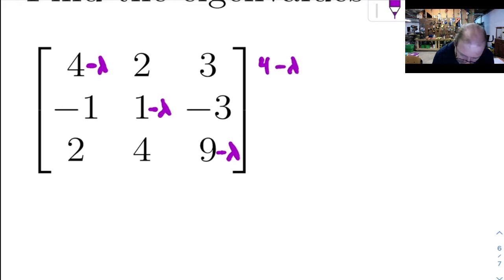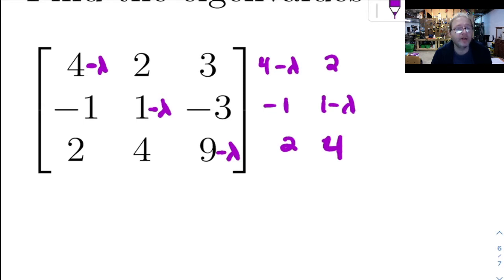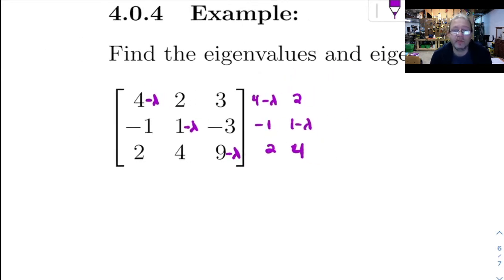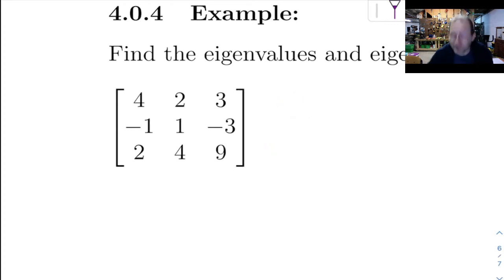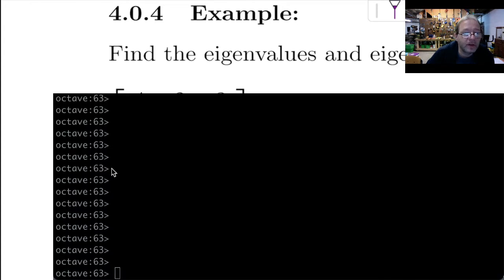Of course, we could do this and take the determinant of it using that technique. And that would certainly work, but I want to use this as an opportunity to show you how to get Octave to do eigenvalues and eigenvectors for you. Well, eigenvalues anyway. So let me turn on Octave.